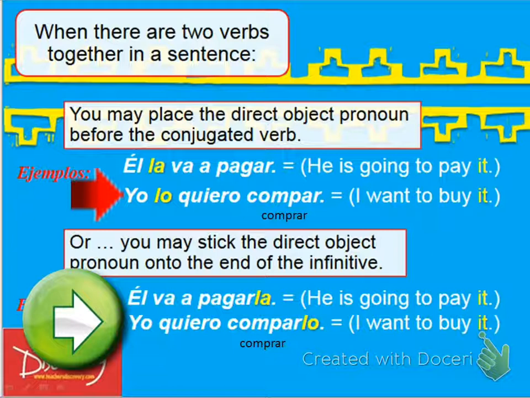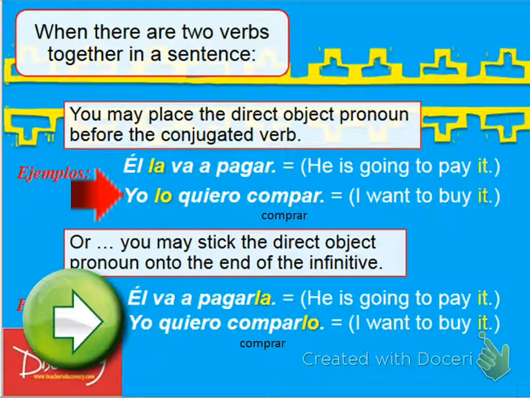By the way, this is a typo right here. It should be comprar, to buy. It's just missing an R there. So, yo quiero comprarlo now makes sense in English. If you have two verbs, it's in the same order. I want to buy it. It gets attached at the end of the second verb.